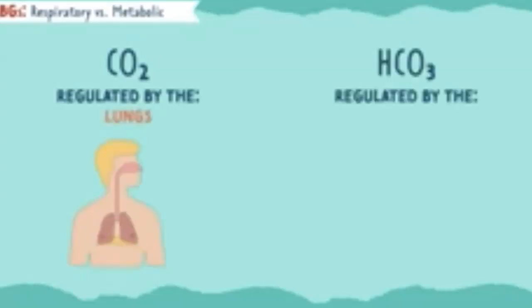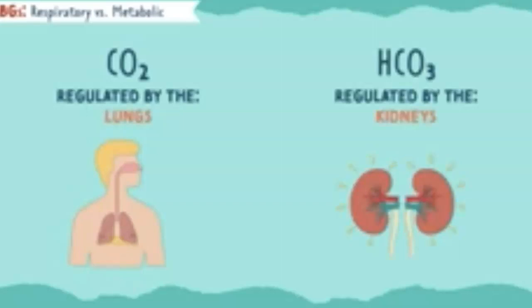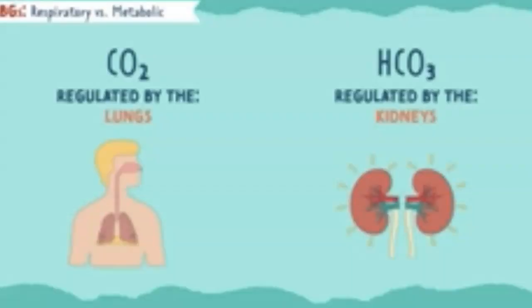CO2 is regulated by the lungs, and HCO3 is regulated by the kidneys. So if CO2 is out of range, you know you have a respiratory issue, which remember is regulated by the lungs. And if HCO3 is out of range, you know you have a metabolic issue, which remember is regulated by the kidneys.